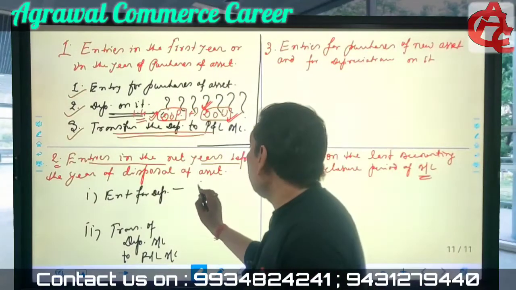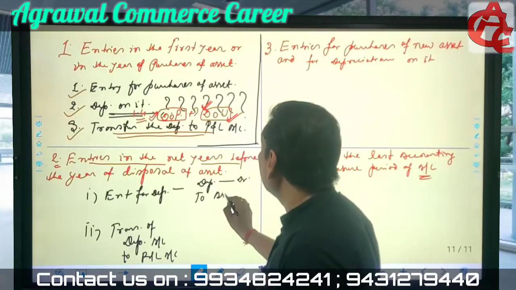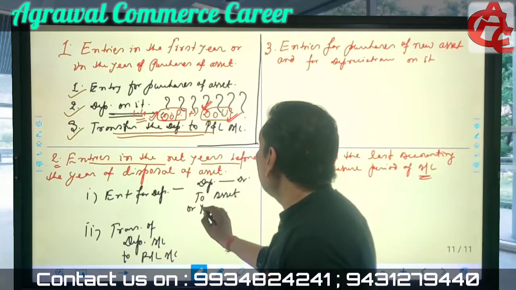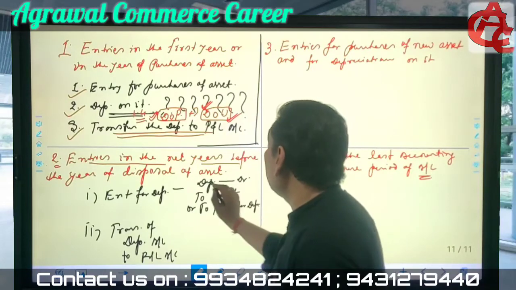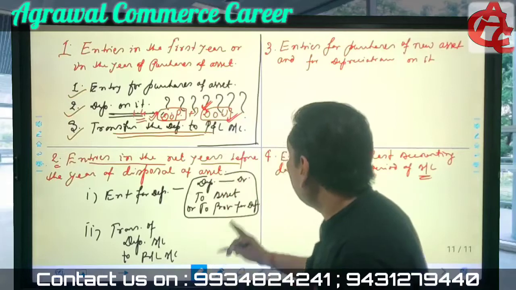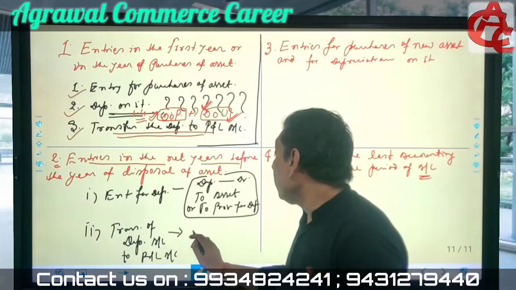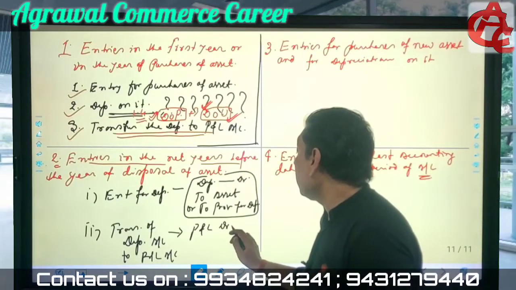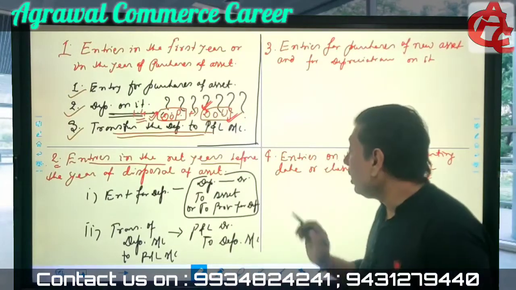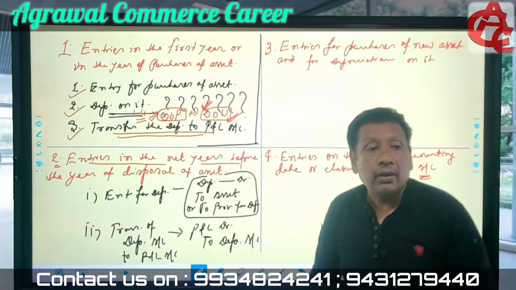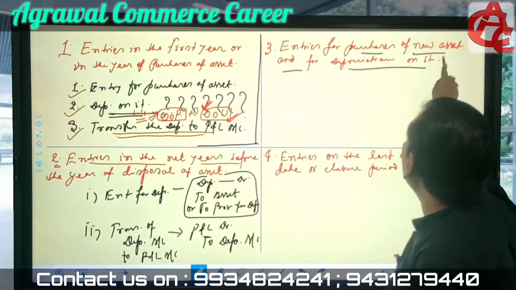For depreciation, depreciation debit to asset or to provision for depreciation. I think you have got this one. Have you got this one or not? Yes. And second, profit and loss debit to which account will be credited? Depreciation account. Depreciation account will be credited. Is it clear?